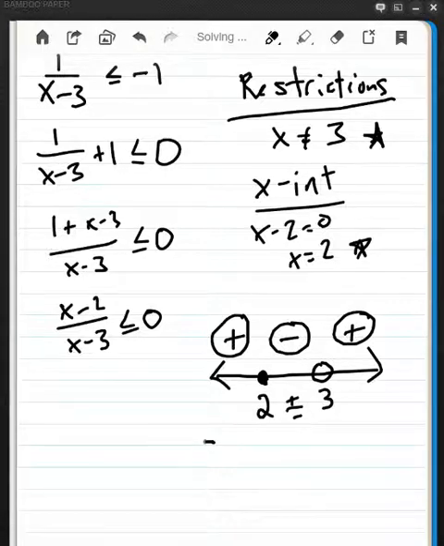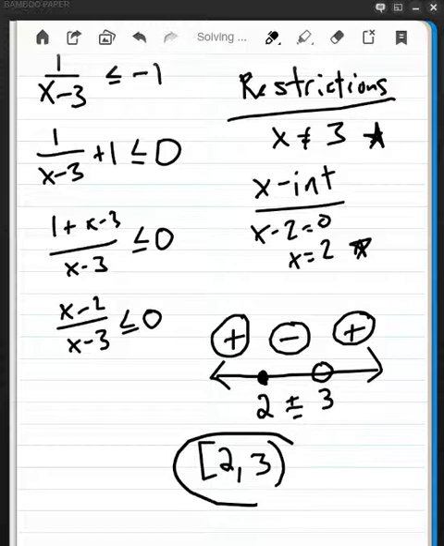What we can say then is at 2, it's equal to 0, which is part of the solution. All the way up to 3, it's less than 0, and then at 3 there is no value that we can use. So in interval notation, these are all of the values of x that would make this expression less than or equal to 0, and consequently would satisfy the original inequality.